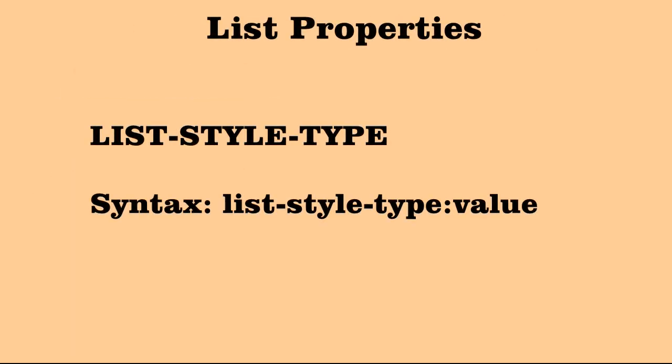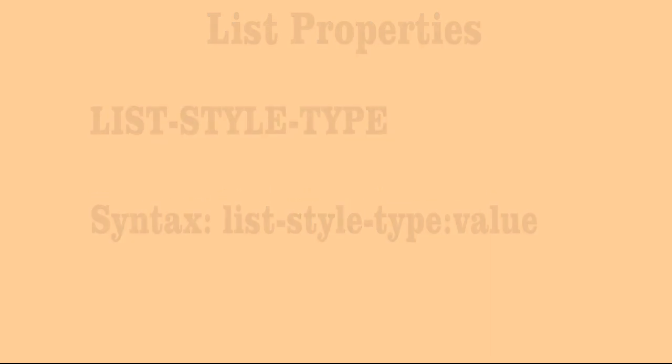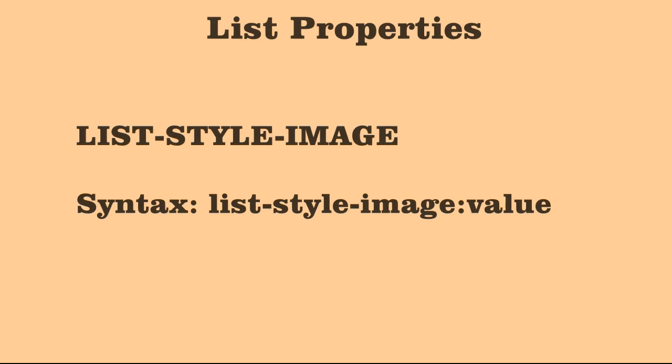Now let's move towards list properties. List style type, the first one. Like the type attribute, this property specifies the bullet style that will be used as the type of list item marker. The syntax is on your screen. Now the second one is list style image. With this property, you can specify an image as the list item marker. The syntax is on your screen.